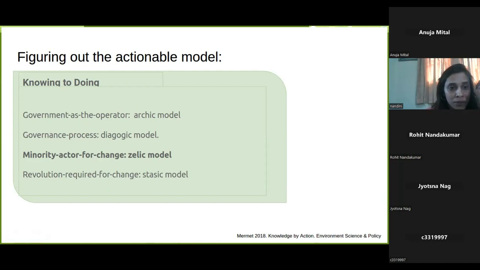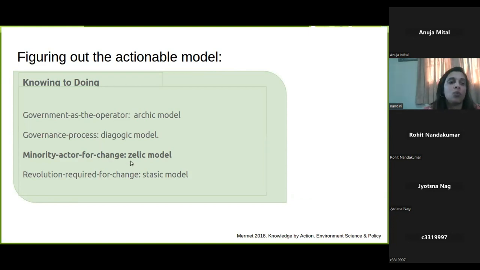So the idea is that the government sets agendas, decides on prioritizing conservation amongst other issues. Policy design rests on the sound knowledge that the government has, and policy evaluation. So that's the government as the operator model. The second model, which a lot of you will also be familiar with, is the governance process. If you look at Eleanor Ostrom's work on governing the commons, it's a very influential example of this model, where rules between resource managers themselves determine how they manage a common pool of resources, right?